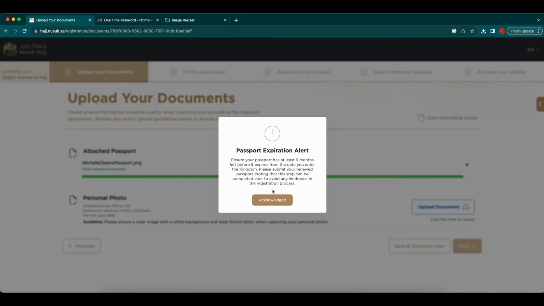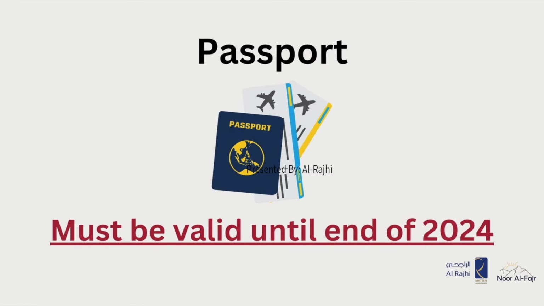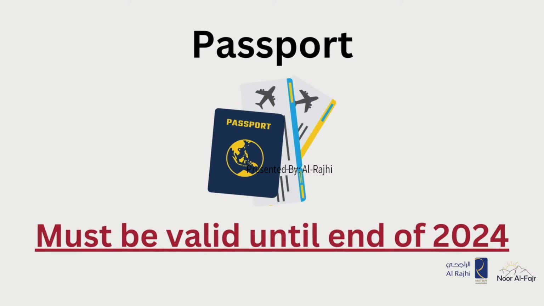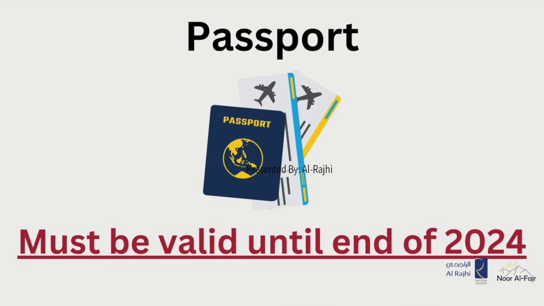As you can see, there is now a pop-up alerting us about the passport's expiration. The Nusuk platform is able to read your passport and extract your information from it. In the case of our demonstration passport, it is expired, hence why this pop-up is appearing. In order to travel to the Kingdom for Hajj, your passport should be valid for an additional 6 months from the date of your entry. If your passport expires before the end of 2024, you will likely get this alert.